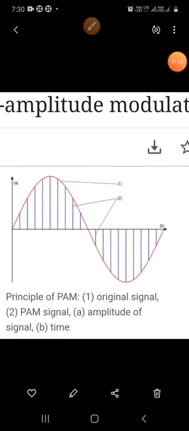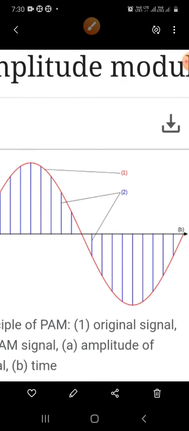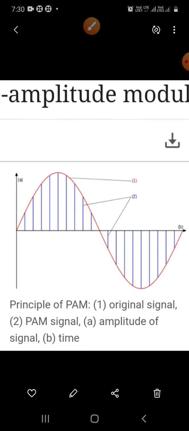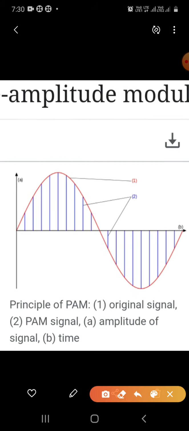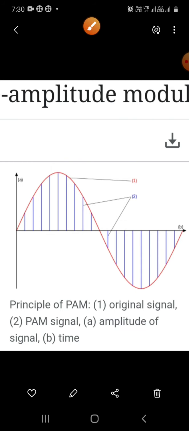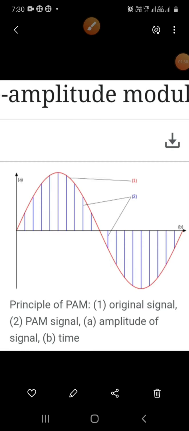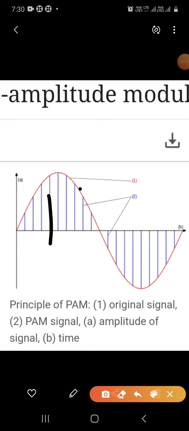See the wave diagram here, according to the principle of PAM. The first one is our original signal. And then the second one is our PAM signal. These are our PAM signals.